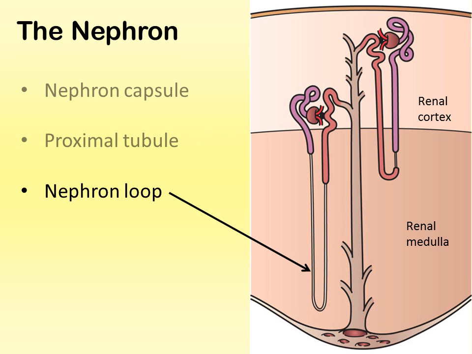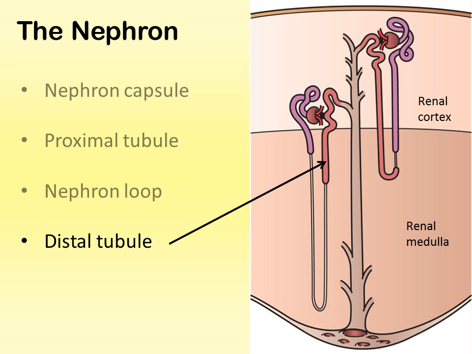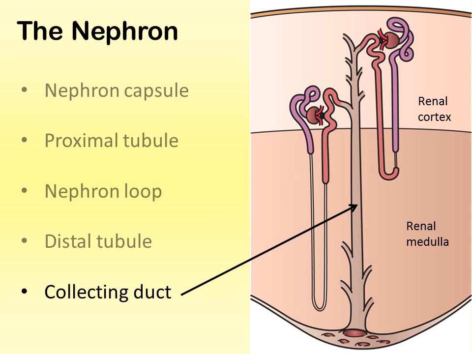There's then a long nephron loop that dips deep into the renal medulla, followed by the distal tubule, which comes back up into the renal cortex of the kidney, before finally joining the collecting duct, off of which can be many nephrons. The collecting duct will then finally carry urine out to the renal pelvis, which then continues on to the ureter.